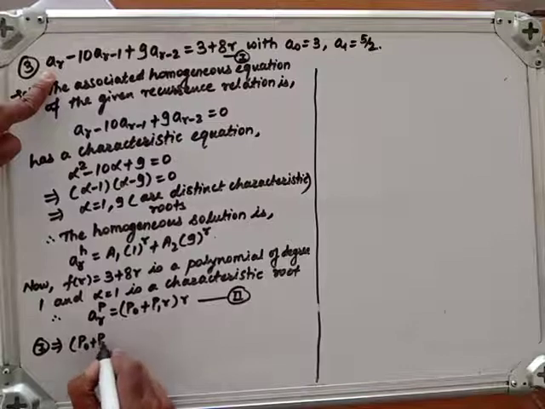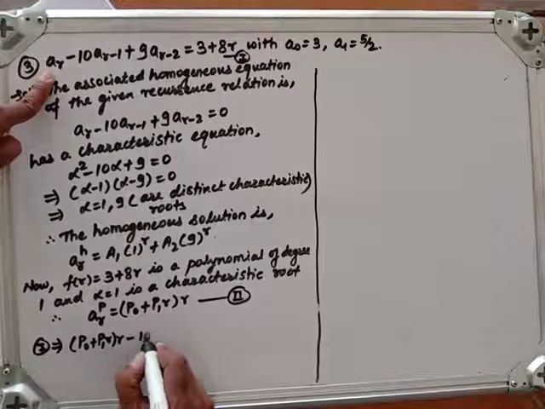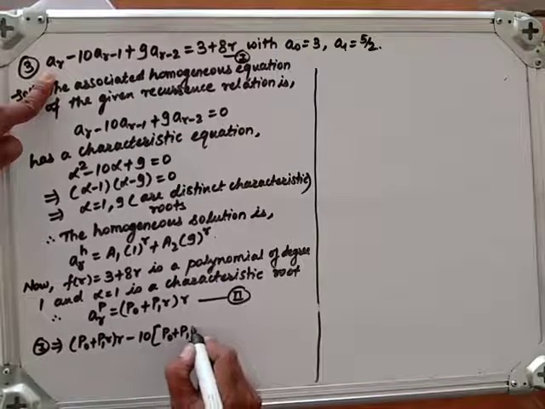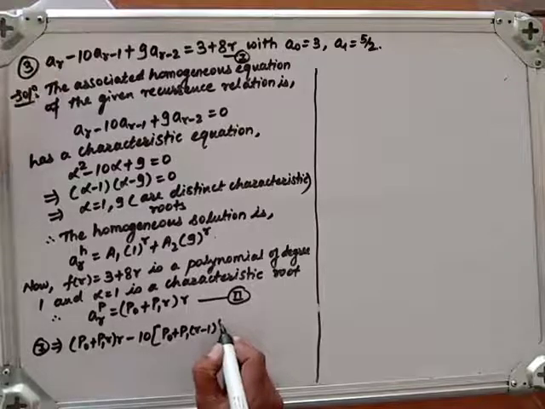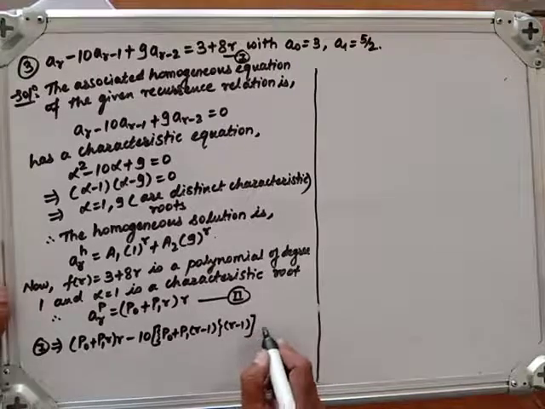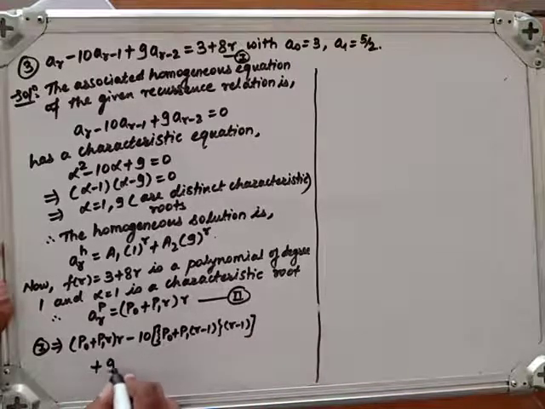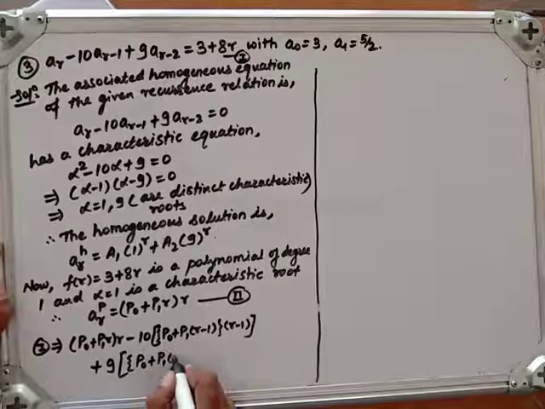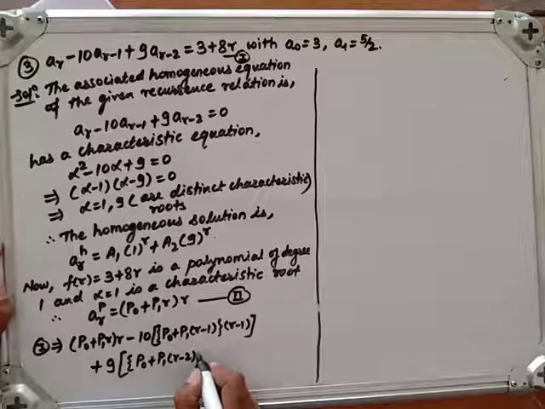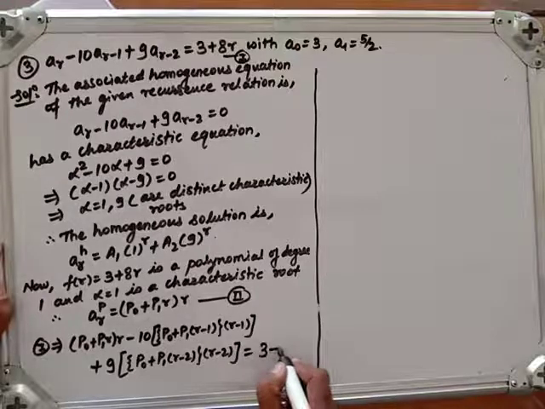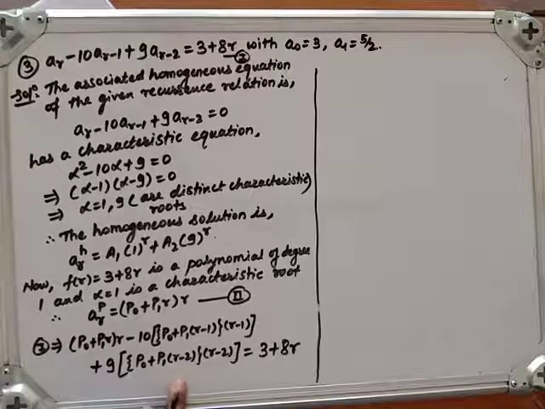(P0 + P1 r) into r, minus 10 into (P0 + P1 (r minus 1)) into (r minus 1), plus 9 into (P0 + P1 (r minus 2)) into (r minus 2), equal to 3 plus 8r. Now just like the previous example, we have to simplify it.